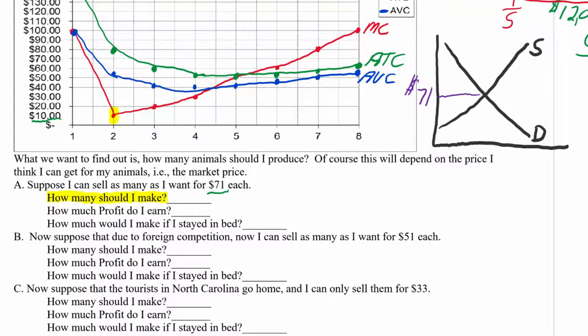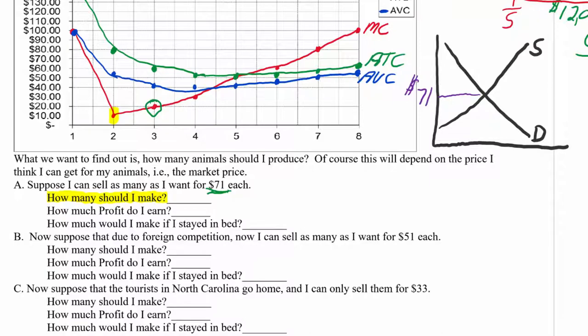To produce something that costs $10 and sell it for $71? Yeah, that sounds like a great idea. So we want to produce the second chainsaw animal. What about the third? Well, the additional cost is $20. If I can produce something that costs $20 and sell it for $71, should I do it? Yes. Cost $20, sell it for $71. I'd love to do that all day if I could, but we can't.